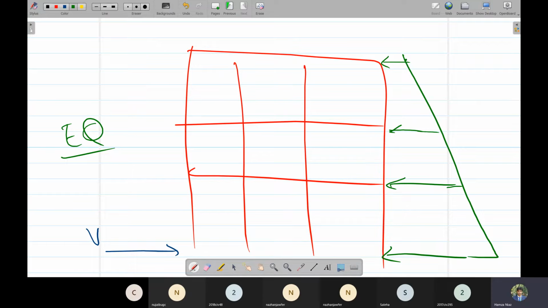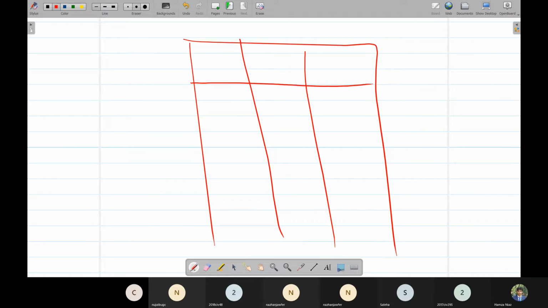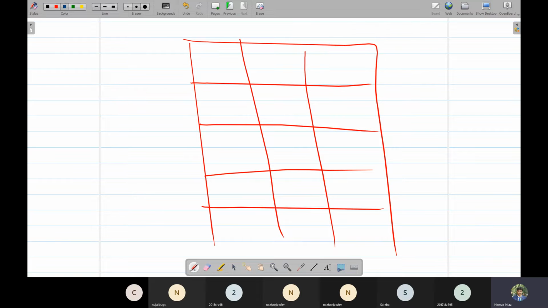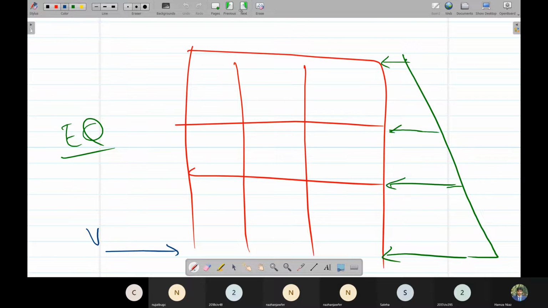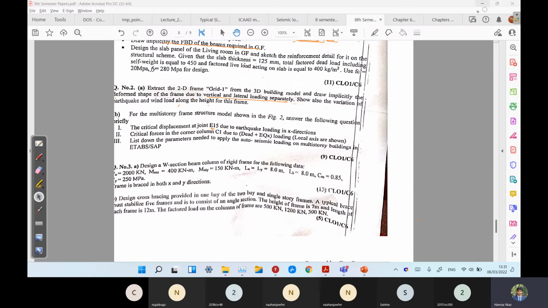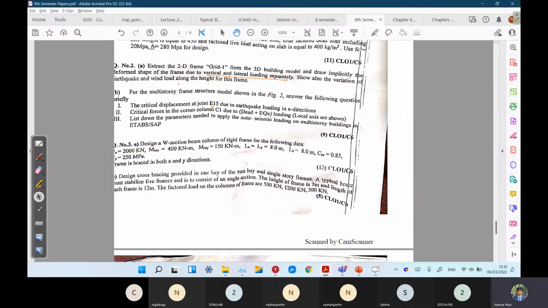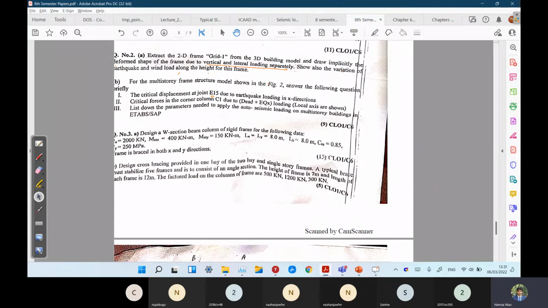But in the case of wind, it's the opposite. The wind is stronger as we move upwards. So at the top story, a much higher value of wind is acting, but at ground level, very low or negligible wind is acting. So this is for wind loading, and this is for earthquake loading. Although both are lateral loads, the loading pattern is totally different. So we have shown the variation of earthquake and wind load for this frame.